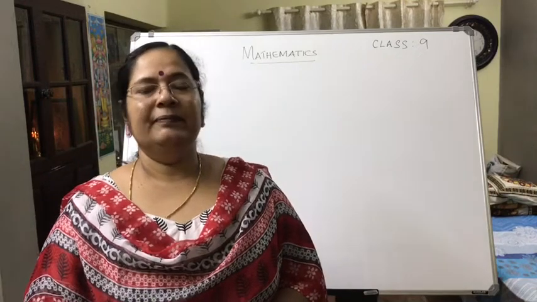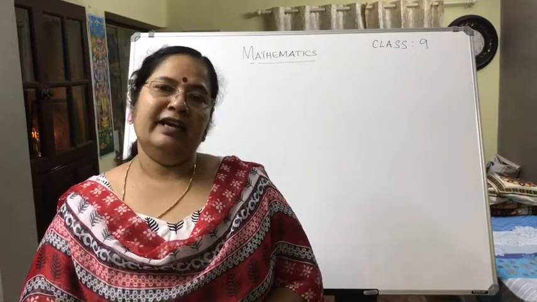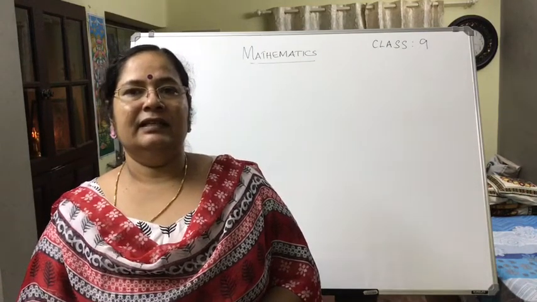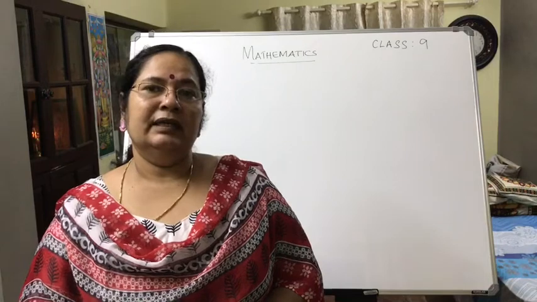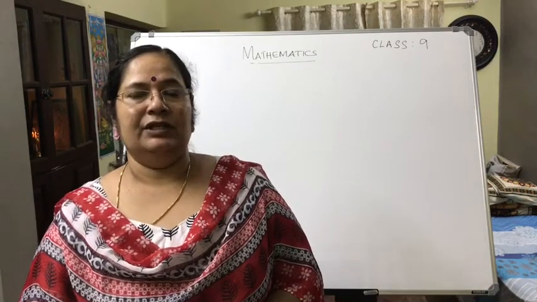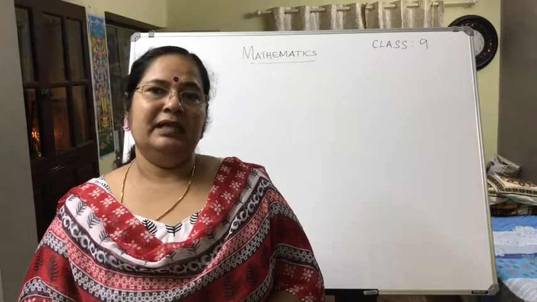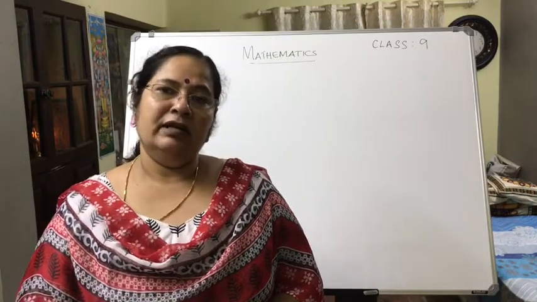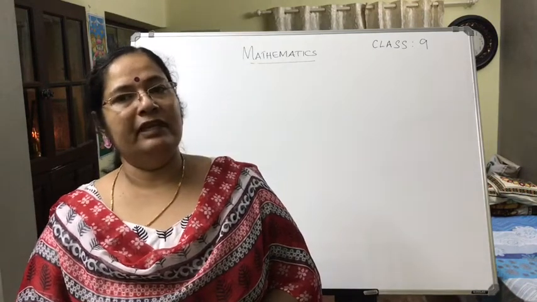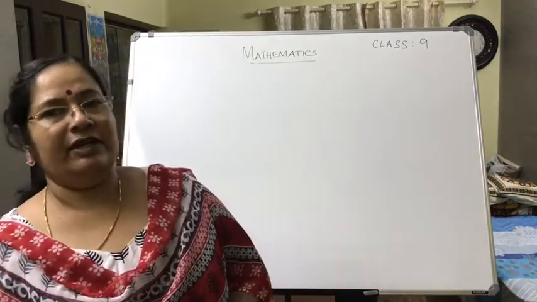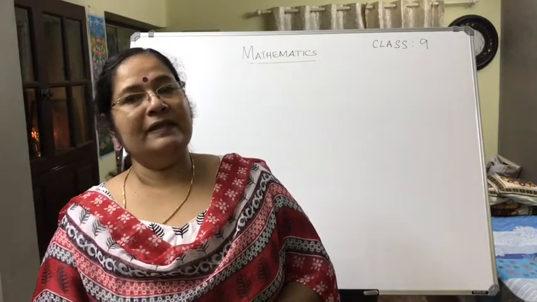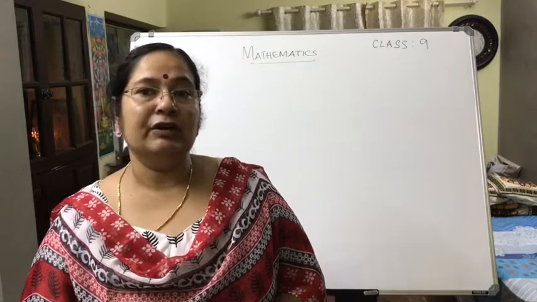Hello dear children. In the last classes we have learned about real numbers, and we have seen that every real number can be expressed as a decimal expansion. It can be either terminating, non-terminating and recurring, or non-terminating and non-recurring. Depending upon that, we classify it as rationals and irrationals. Now today we'll be learning how to represent these decimal expansions on a number line.